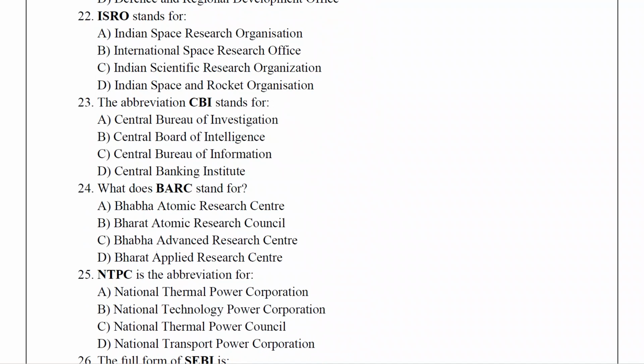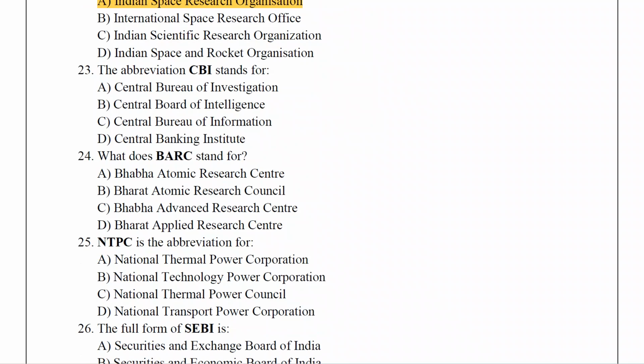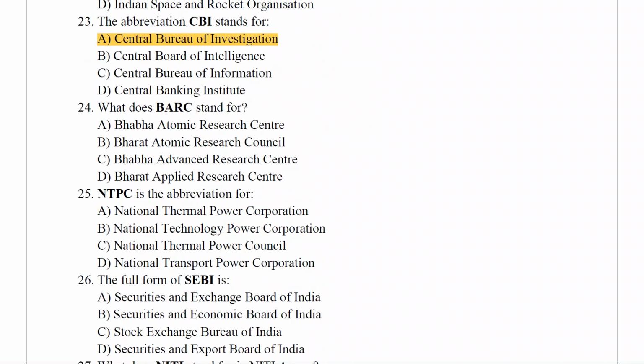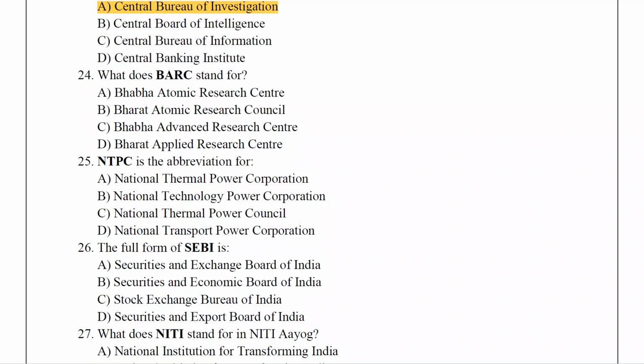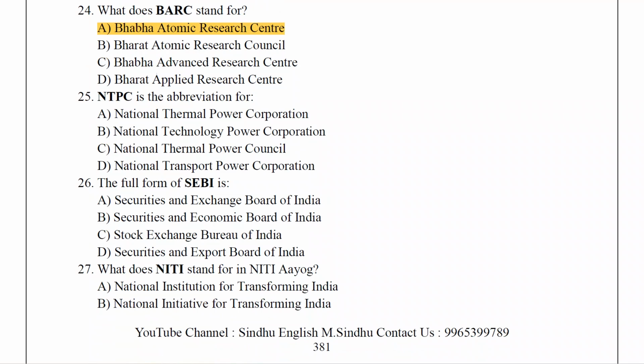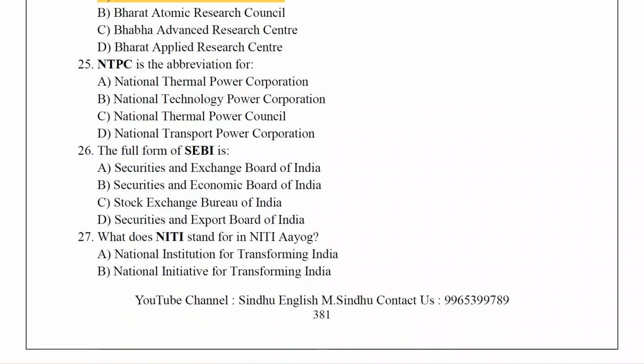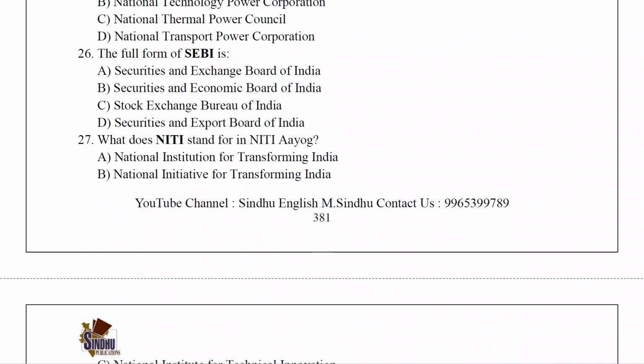ISRO stands for Indian Space Research Organization. The abbreviation CBI stands for Central Bureau of Investigation. What does BARC stand for? Baba Atomic Research Center. NTPC is the abbreviation for National Thermal Power Corporation.